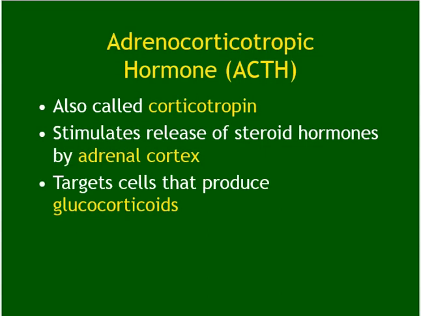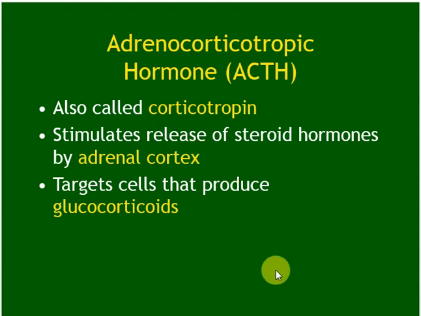ACTH, adrenocorticotropic hormone. It's tropic to the adrenocortical. What's adrenocortical? Adrenocortical means the adrenal cortex, the cortex of the adrenal gland, the cover or the outer layer of the adrenal gland. So it is trophic to the adrenal cortex. So it's called corticotropin, and it will go to the adrenal cortex, and the adrenal cortex will respond by secreting glucocorticoids.